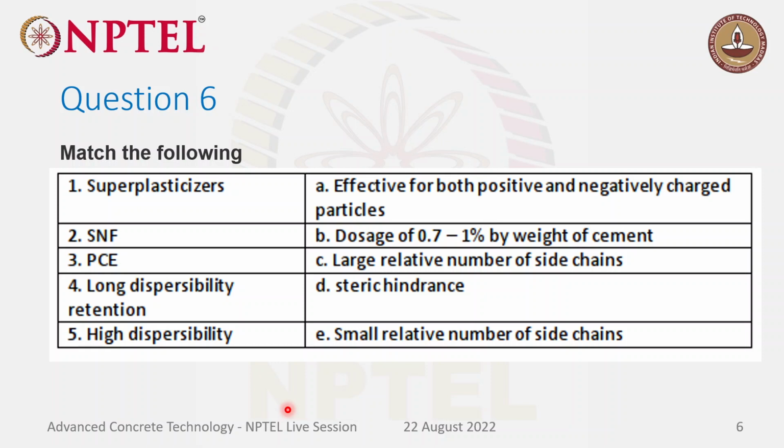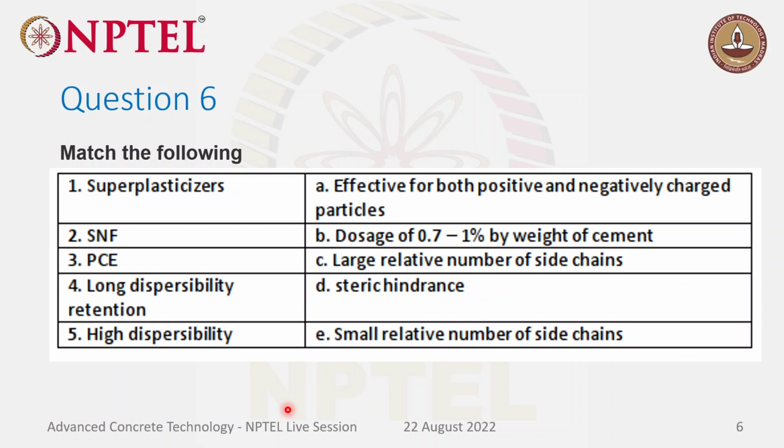Okay, now let me move to the next question. It's a match the following question. Here you have to match superplasticizers with their functions, or what is given on the right side. Let me start a timer for 2 minutes. So guys, I want all of you to answer this question. SNF is nothing but sulfated naphthalene formaldehyde, and PCE means polycarboxylate ether. Just match it with its properties or functions, long dispersibility retention, and high dispersibility.